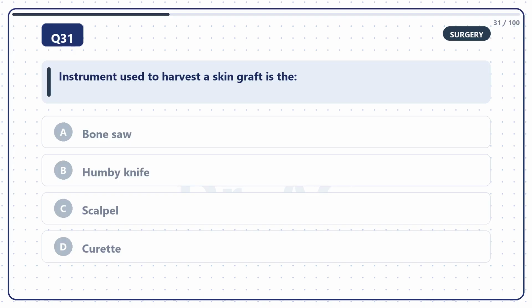Question 31. Instrument used to harvest a skin graft is the. Option A. Bone saw. Option B. Humby knife. Option C. Scalpel. Option D. Curette.